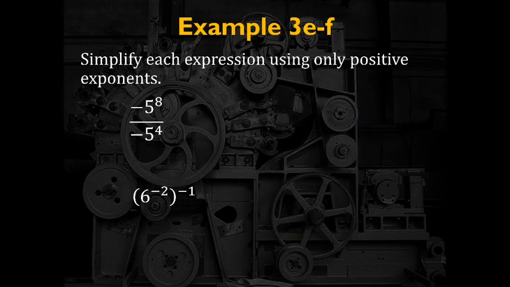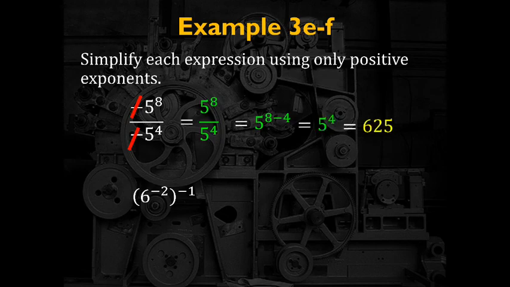Negative 5 to the 8th over negative 5 to the 4th. So we have the same situation we had earlier where we have a negative number and then a number taken to a power. Remember, you do the exponent first. So it turns out you can cancel out the negative signs right away because it's like negative 1 on top and a negative 1 on the bottom. So now you're left with 5 to the 8th over 5 to the 4th. You're dividing numbers with exponents that have the same base. So you're going to take 5 to the 8th minus 4, which is 5 to the 4th, or 625.